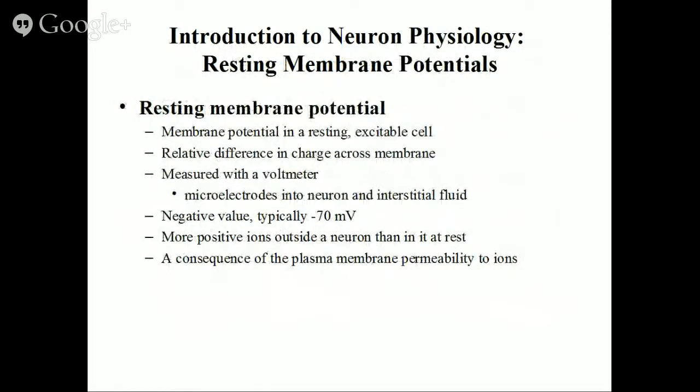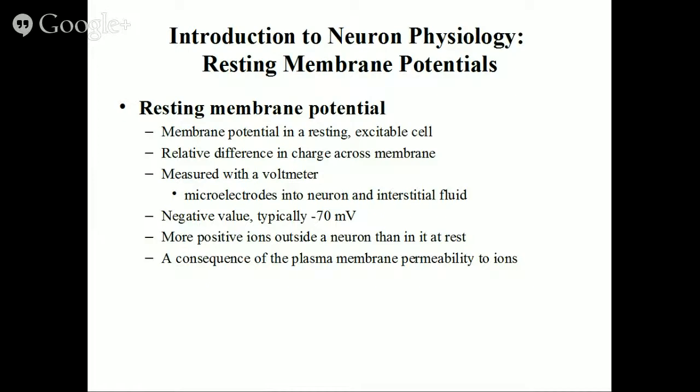What I want to talk about now is the resting membrane potential. What you'll notice is that it says in the notes that the membrane potential in a resting excitable cell is what we call the RMP, the resting membrane potential. It is the relative difference in charge across a membrane, measured with a voltmeter. It's got a negative value, typically negative 70 millivolts. More positive ions exist outside of the neuron than inside it when it is at rest.